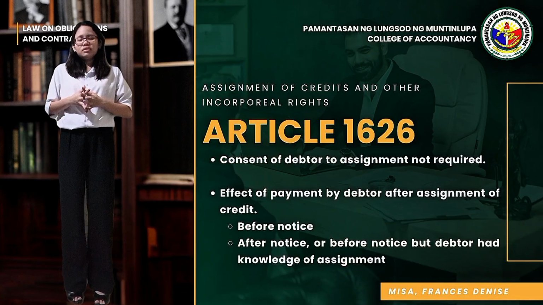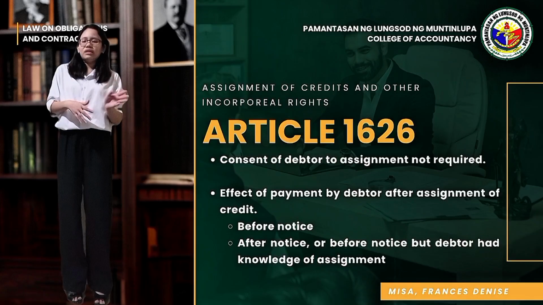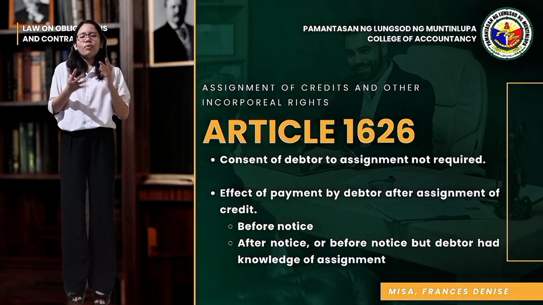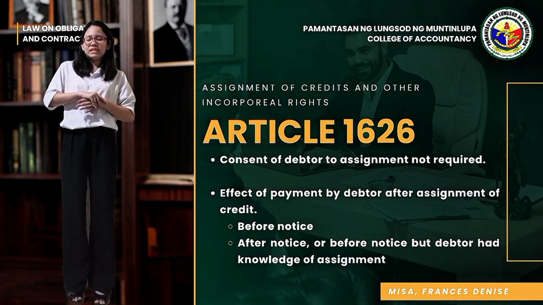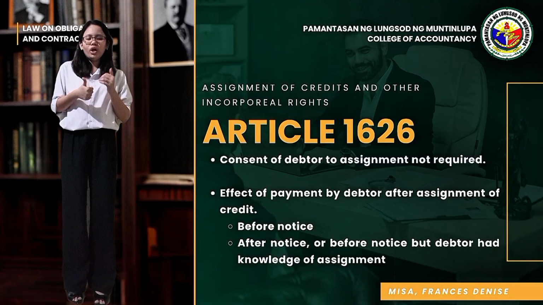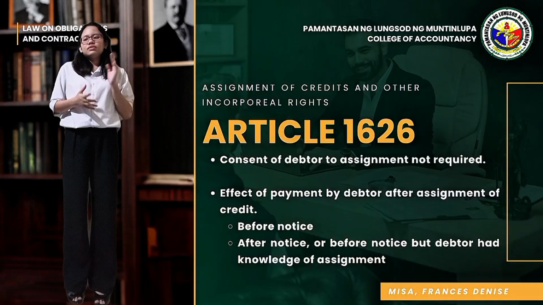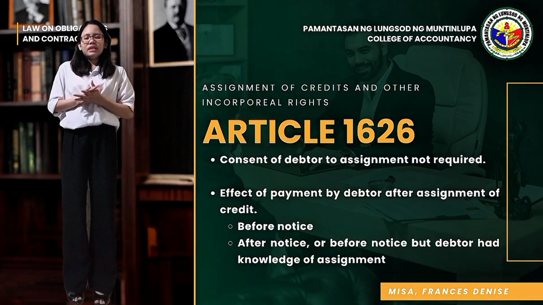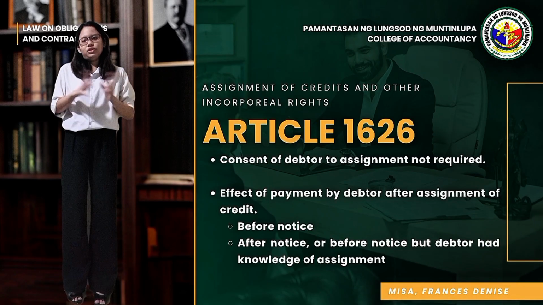Assignment of credit means the assignor or the creditor transferred the right to the assignee, which means now the debtor must make payments to the assignee. However, the debtor must be notified about the identity of the assignee to whom they should deliver or perform their obligation. So again, just like what I said earlier, if the debtor pays before the notice or they haven't been notified, then that's valid. Their payment is valid and that extinguishes their obligation.